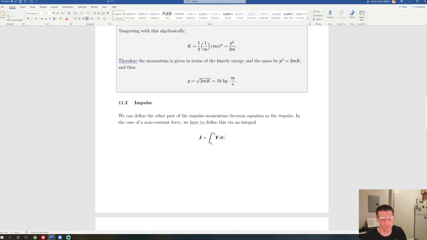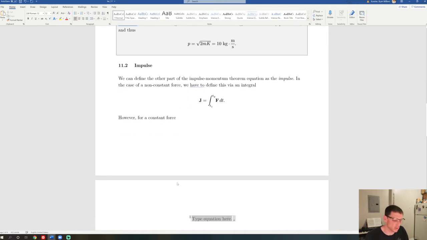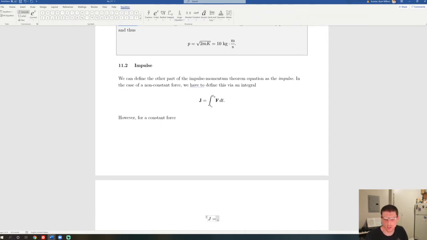However, for a constant force, and we'll mostly limit our attention here to constant forces, I would say almost exclusively limit our attention to constant forces, we can write that J is just F delta T.